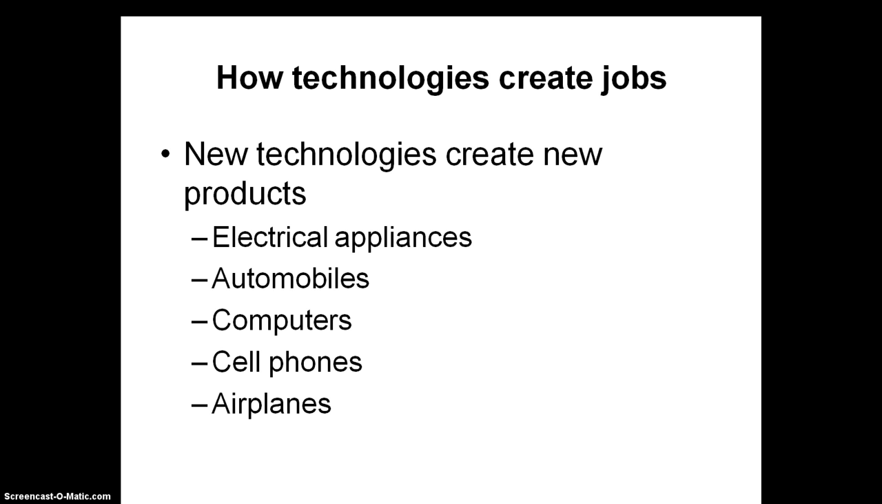Automobiles, not just the automobiles themselves, but all the things that go along with it. Gas stations and roadways and all kinds of stuff, right? Computers, we just talked about. Cell phones, incredibly expanding, explosive industries. Airplanes. I mean, once we could fly, we're using flight to get from one place to another. Business people fly all the time, right?